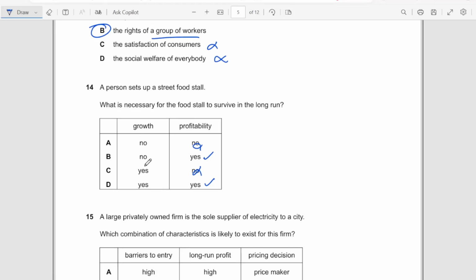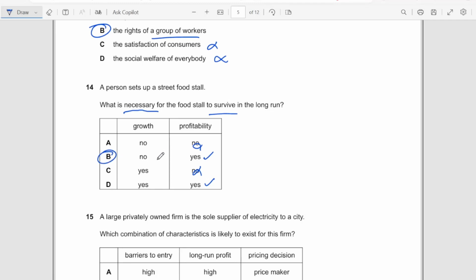Do we also want growth in the long run? Maybe we don't necessarily want growth. I mean, if the business is already mature, as long as it's creating profits for the business, if it's profitable, we might continue to run it, and we might not even seek to expand it because owners might not want additional responsibility and a headache. So growth is not necessarily, it says what is necessary. It is important, but it's not necessary to survive in the long run.